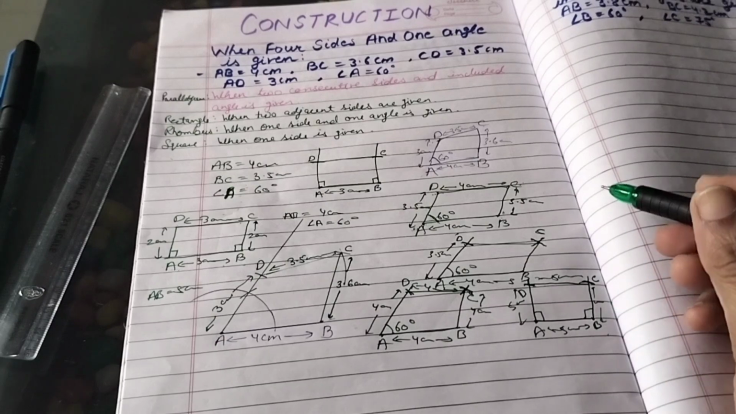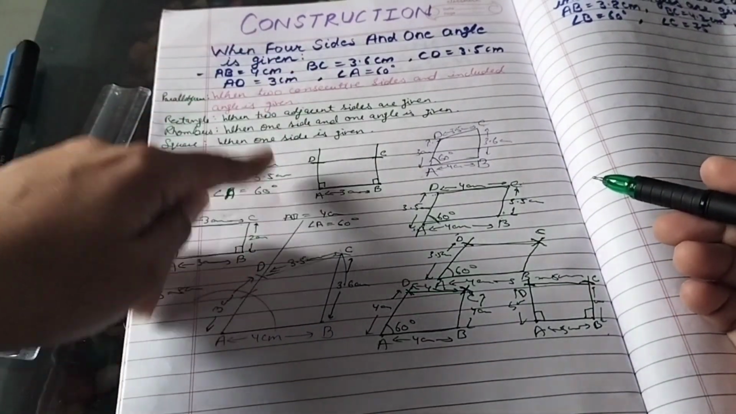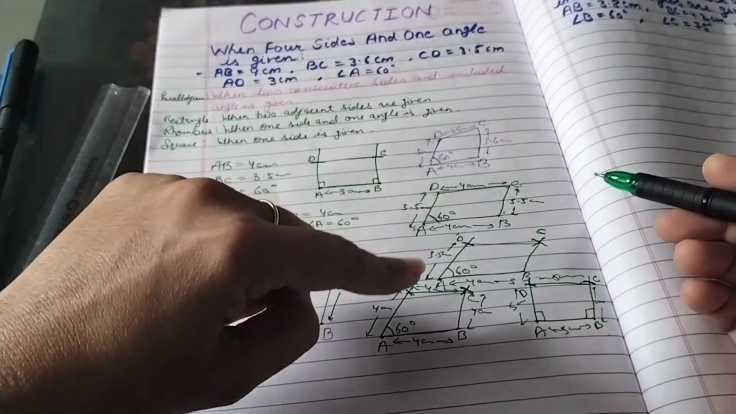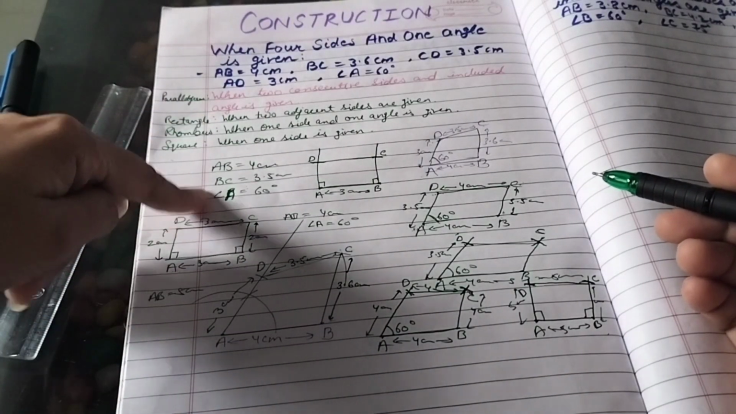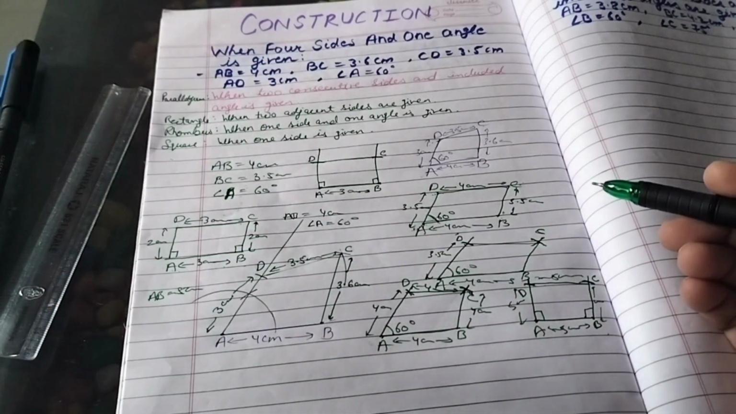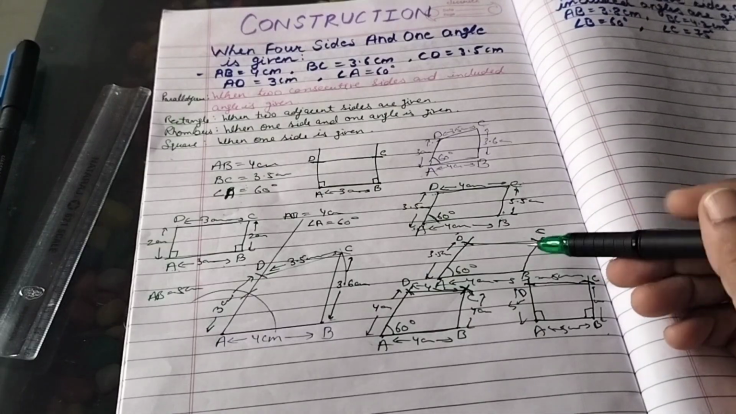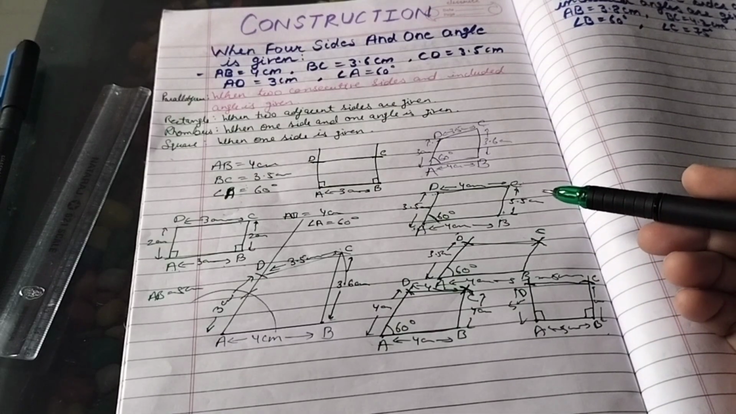This is how you can construct a quadrilateral if you have the 4 sides and one angle. When you learn all these constructions, you will come to know that for constructing any quadrilateral, a minimum of 5 elements are required.